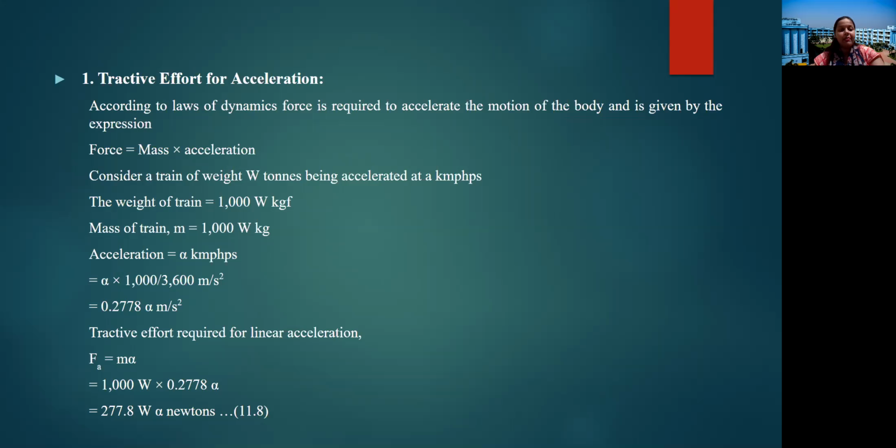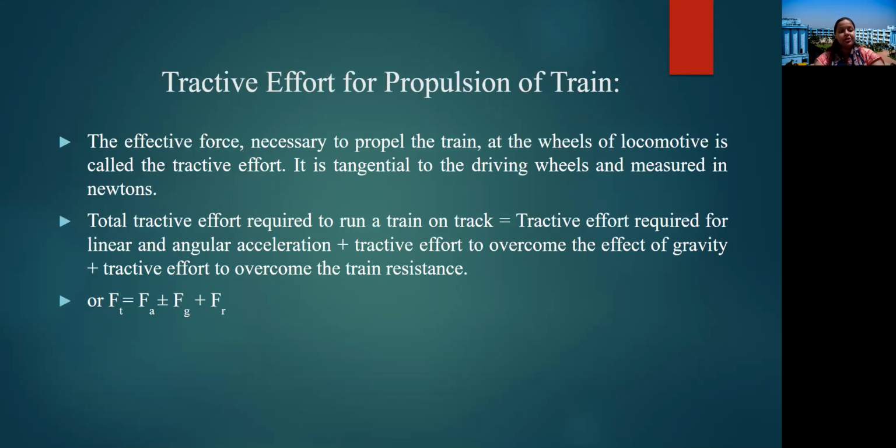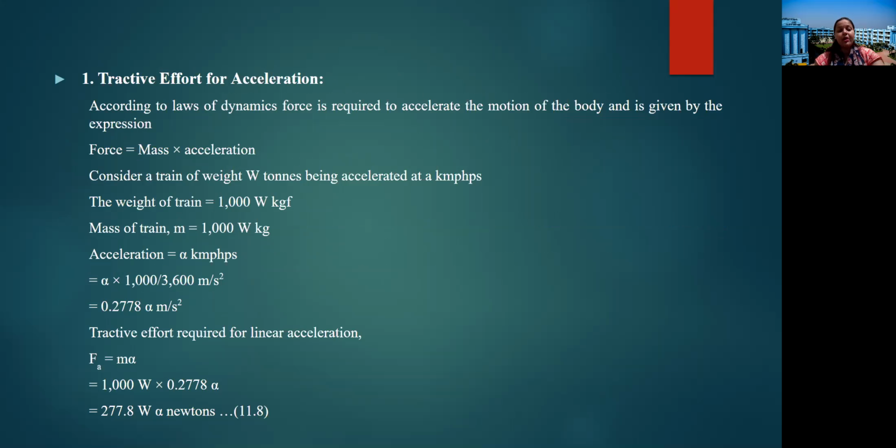So tractive effort will become mass into acceleration. Mass is 1000 into W and acceleration is 0.2778 alpha. So FA, the first part of tractive effort, will be 277.8 W into alpha Newton. This is the tractive effort for alpha acceleration. So if we know the weight of the train and the acceleration of the train, we can calculate what will be the tractive effort exerted for acceleration.